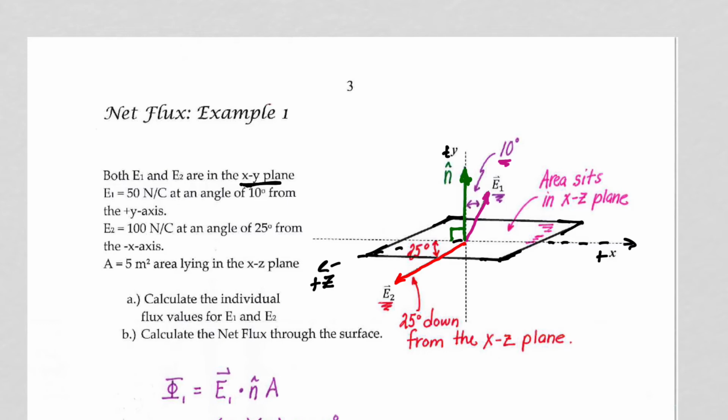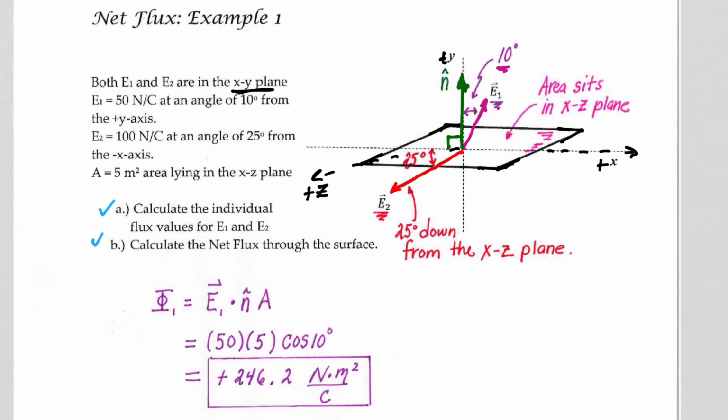So please pause the video at this point, see if you can calculate the correct flux values for E1 and E2 in part A, and then you will simply add and subtract those values to get the net flux, and we'll talk about those answers. So pause the video here. Okay, hopefully you've attempted your answers, and we can now compare and see about the solutions.